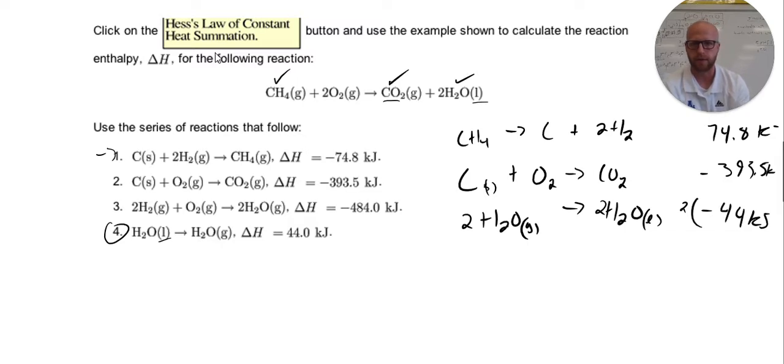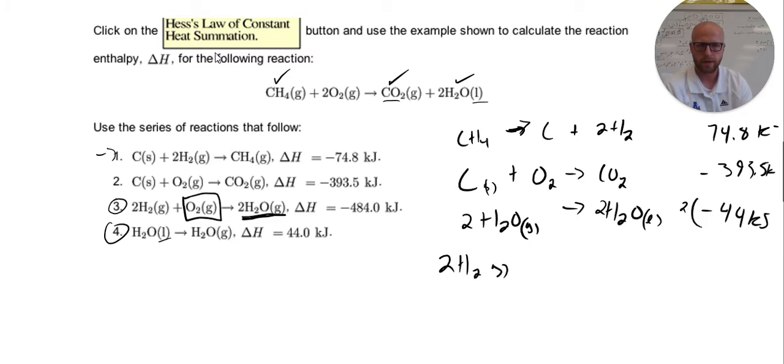I still don't have my oxygen though, so I'm going to have to use another equation. The other problem is, looking ahead a little bit, when I go to start canceling these out, this doesn't cancel out with anything on the other side. If I look up here in my initial equation, I don't have gaseous water. So I've got to have that cancel out with something. In the third equation, I've got gaseous water, and this third equation also has some oxygen, which I'm looking for as well. So let's see if this helps me out. I've got 2H2 gas plus O2 goes to 2 moles of H2O gas. I didn't flip anything, I didn't multiply anything, so I'm going to keep that negative 484 kilojoules.